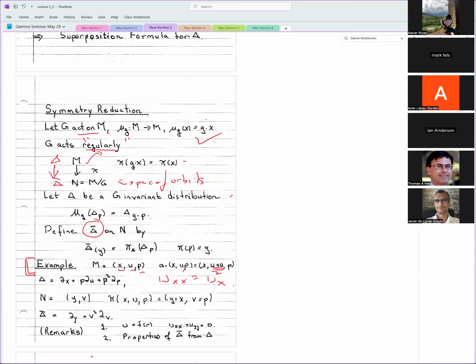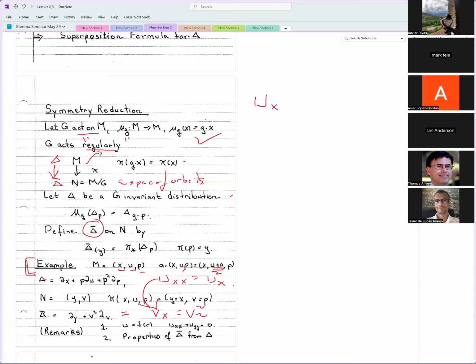So the quotient space, my space of orbits, is parameterized by Y and V, and here's the projection map right here. If I push forward this distribution, I get this distribution, which of course is the distribution for the equation v_x equals v squared. This is something very easy that we teach in our first course in differential equations. We might call this reduction in order, and it's an example of symmetry reduction.